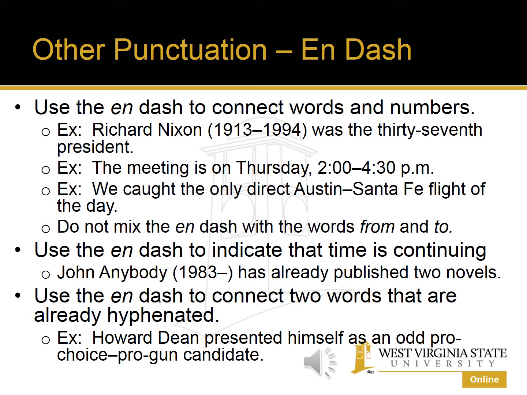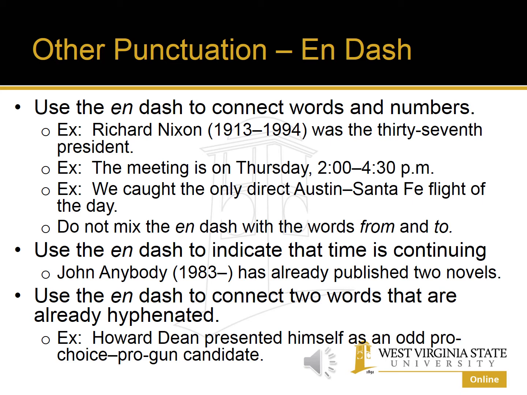Or the meeting is on Tuesday between 2 and 4:30 p.m. Here we have a time range, so we separate the time range with an N dash. Notice how we read these though. We say the meeting is on Thursday between 2 and 4 p.m. So the N dash in this case is basically substituting for the prepositions between 2 and 4.